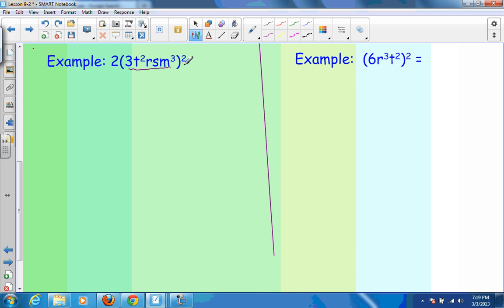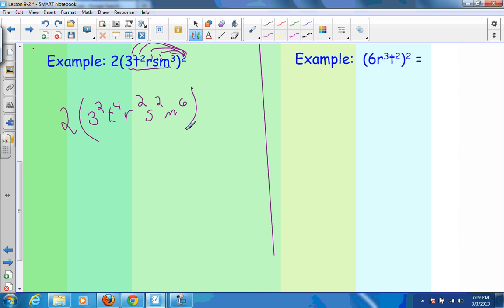So I got the 2 going over to the 1, and yes, there is a 3 to the 1st power here. There's a 1 here, a 1 here, and the m already has a 3 on it. And I'm going to distribute it to everything on the inside. I forgot to draw a line here. And what I end up with is 2 times, and now on the inside I got 3 squared times t to the 2 times 2, which is 4, times r to the 1 times 2, which is 2, so r squared, s to the 1 times 2, which is 2, so s squared, and m to the 2 times 3, which is 6, so I got m to the 6th.